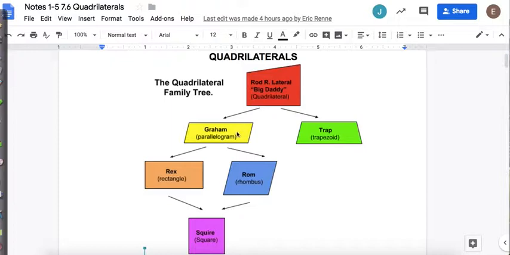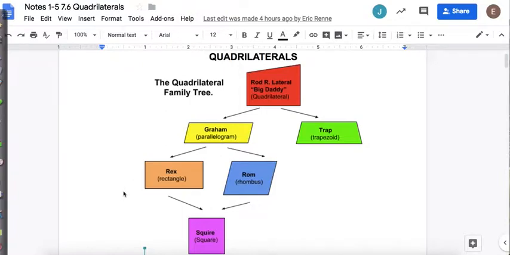So you can see that Graham is a descendant of Rod R. Lateral. And then we have his parents, and then we have our Rod R. Lateral, Big Daddy, who would be the grandfather of Rex and Rom. And then Squire would be considered a descendant of Rex and Rom. So a square is all of these shapes. A square is a rectangle and a rhombus and a parallelogram and a quadrilateral, but a square is not a trapezoid.